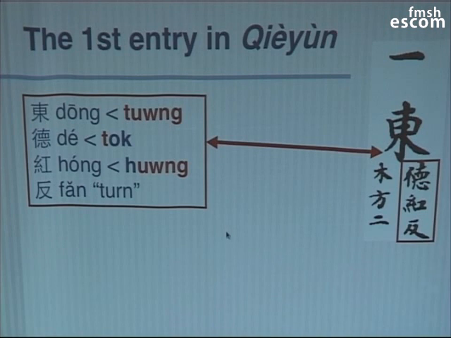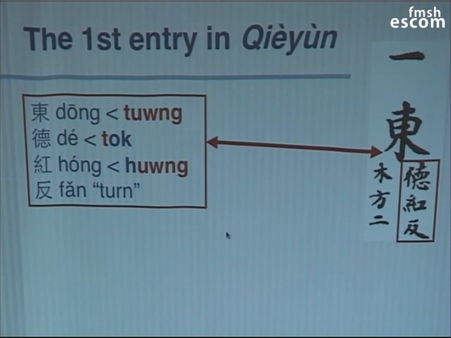Okay, so the two characters of the fan che spelling are usually followed by fan or qie. In the Guangyun, which is a later version, they're followed by qie. But in the Cheyun manuscripts we have, it's indicated by fan. So it says dong de hung fan.